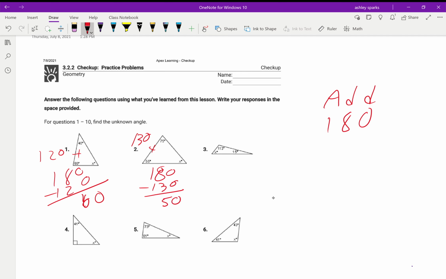And my final one of this row, I'm going to add together 113 and 15. That gives me 128. So I'm going to do 180 minus 128 to figure out what x will be here. So 180 minus 128, I get 52 for this problem.